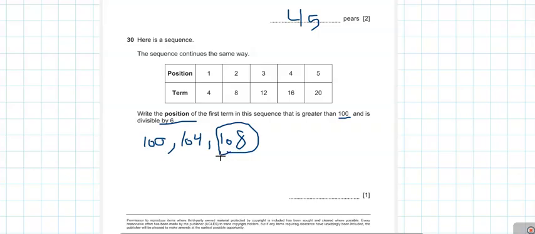He doesn't want the number itself, he doesn't want the term, he wants the position. How do we get 4 times what gives us 100? It's 4 times 25. So this is 26, and this is 27. So the position is 27.